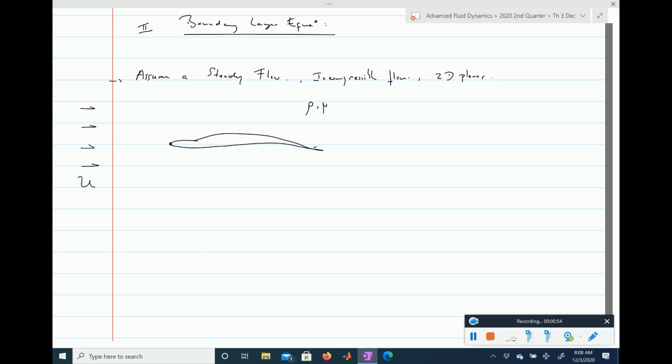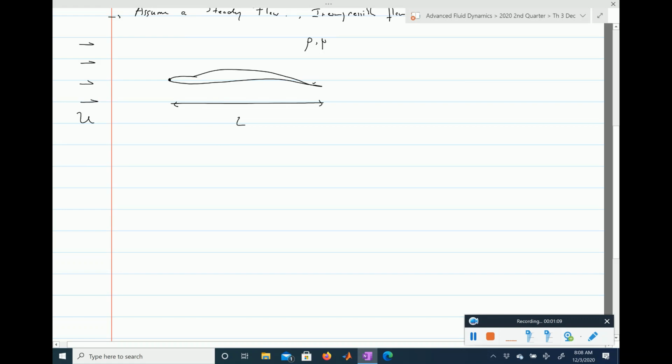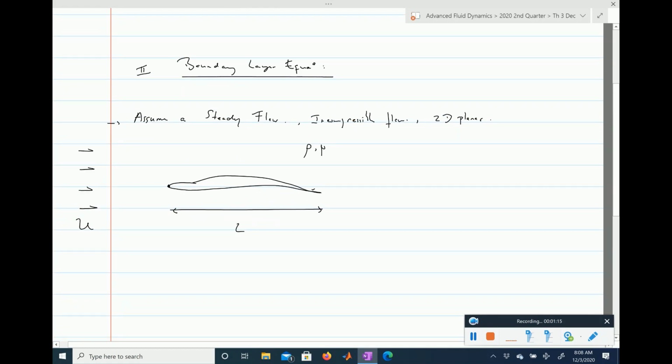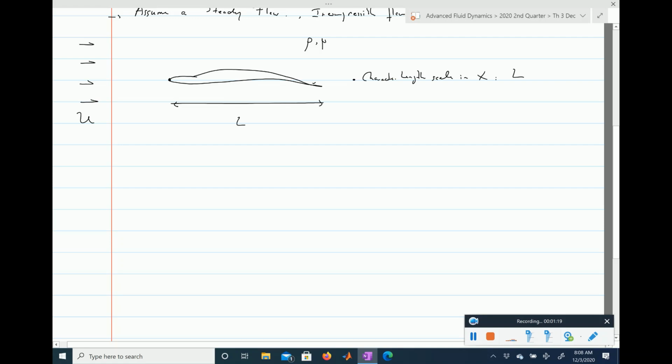Now, if we look at the boundary layer, we have to think about our length scale. And so we have two characteristic different length scales. There is the usual one, so we start with a characteristic length scale in the x direction, and that characteristic length scale in the x direction is going to be the length of our profile, L. Right? So that's the characteristic length scale in x.